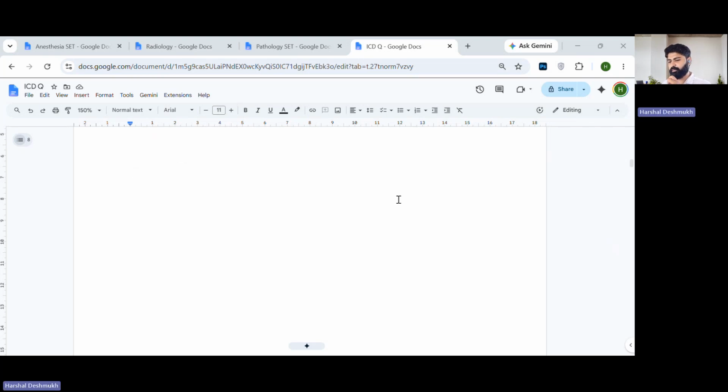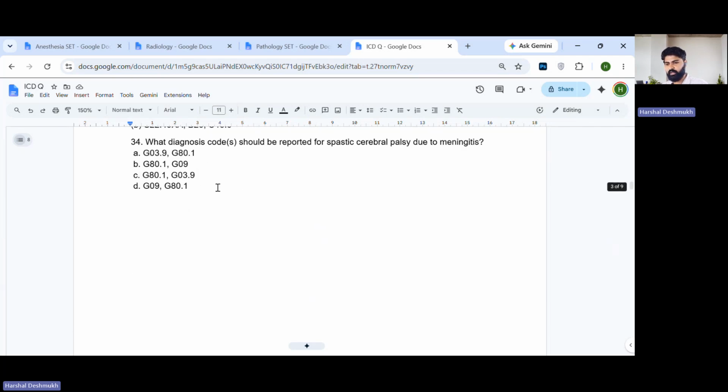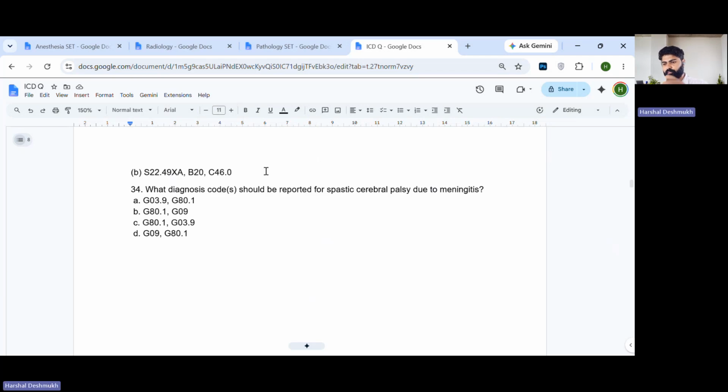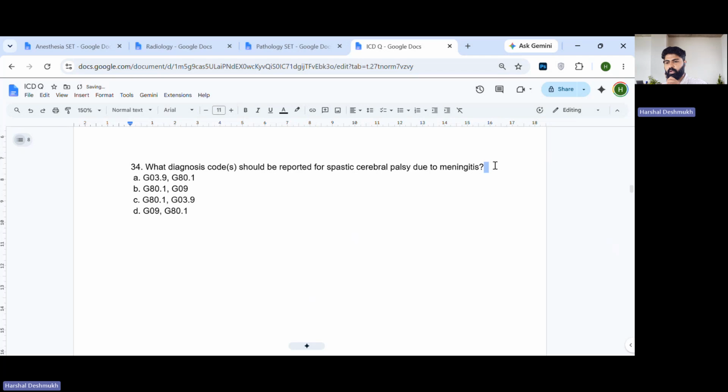All right, the answer to this question is option B, S22.49XA, since it was the initial encounter, B20 as the patient has AIDS, and C46.0 as sarcoma of the skin. There you go. Moving on to the next question. Question number 4. What diagnosis codes should be reported for spastic cerebral palsy due to meningitis?